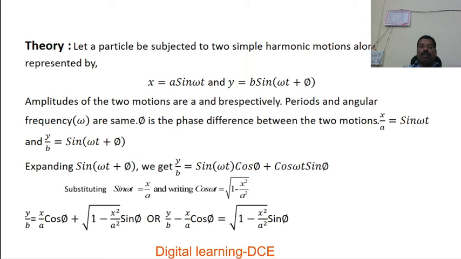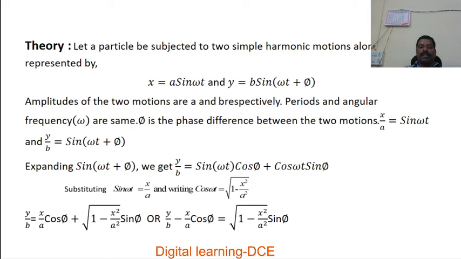Expanding sin(omega t plus phi), this is in the standard form sin(a plus b). We know that sin(a plus b) equals sin a cos b plus cos a sin b. With that formula, if we expand this, we have y by b equals sin omega t cos phi plus cos omega t sin phi.